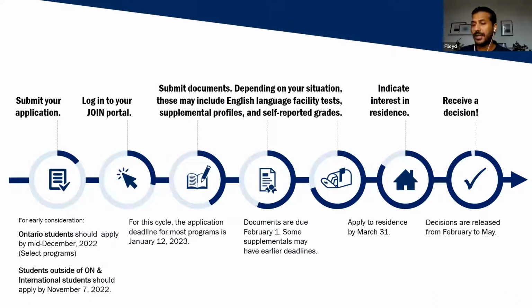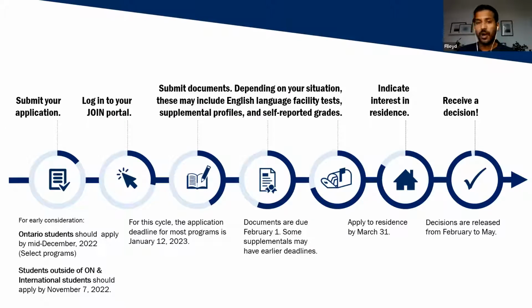February 1st is the deadline to submit at least some academic documents to us. The earlier you submit, the better. So if you're submitting in December, that's probably the best to allow us to start reviewing applications, because we start releasing offers as early as February. So students that have submitted all of their documents by the end of December have that information in so that we can review it in January and release offers in February.